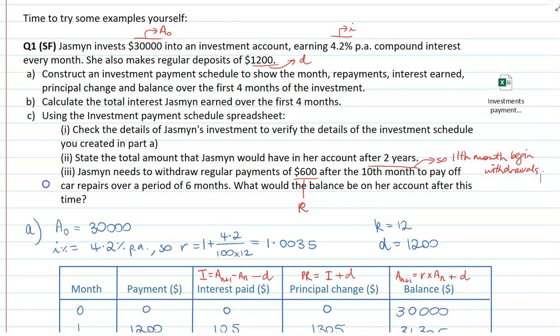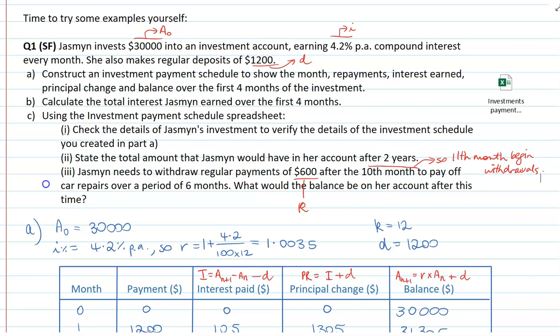Then Part C gets you to use that investment payment schedule spreadsheet to help firstly check the details that you've put together for Parts A and B are correct. Then look at the total amount Jasmine would have in her account after 2 years. And then the last part is looking at if she needs to withdraw regular payments of $600 after the 10th month. So that means the withdrawals begin in the 11th month.